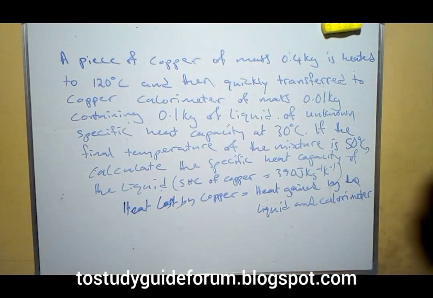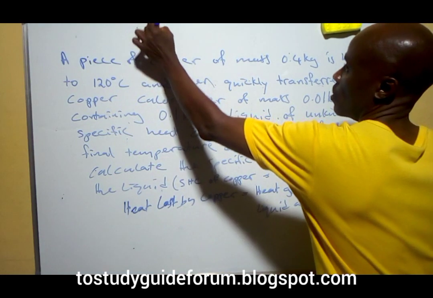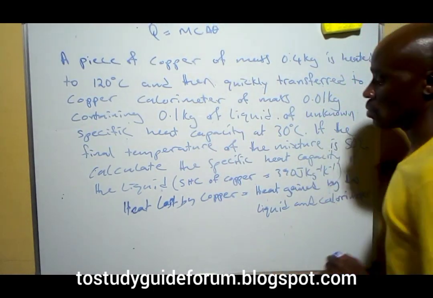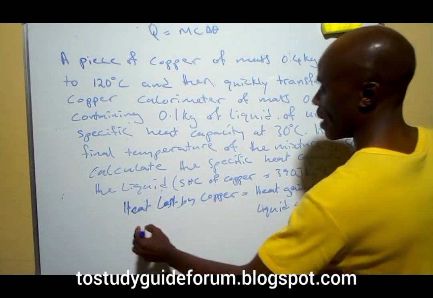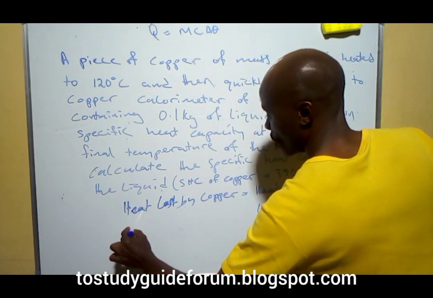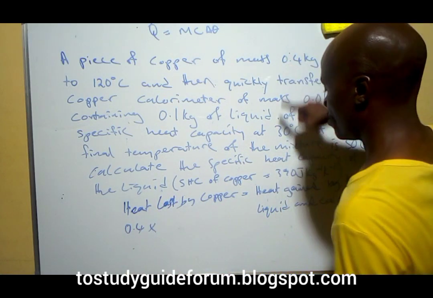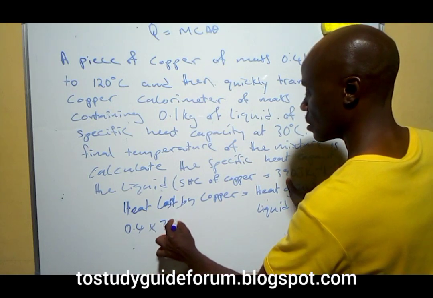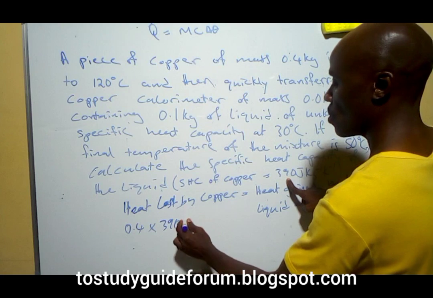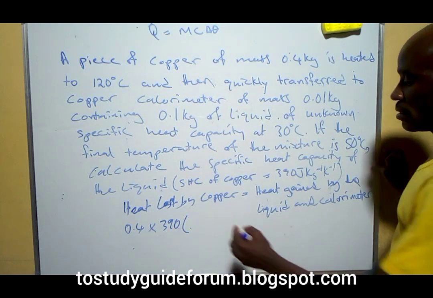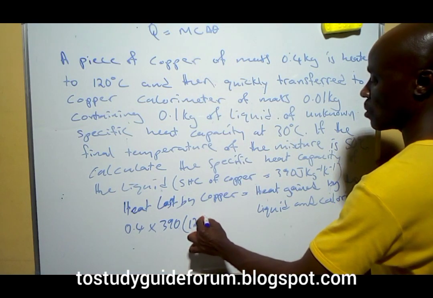So the first thing we're going to do here is to calculate the quantity of heat lost by the copper. To do this, remember we have our formula. The quantity of heat is always mass times C times temperature change. So for our copper, the quantity of heat lost is the mass of copper, which is 0.4, times the specific heat capacity of copper, and then the change in temperature. Initially it was at this temperature.